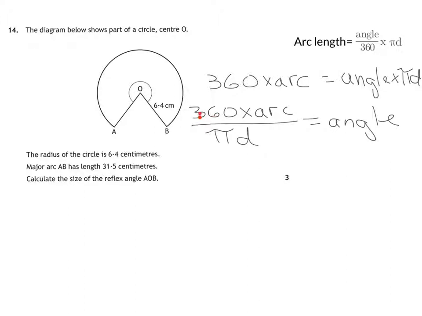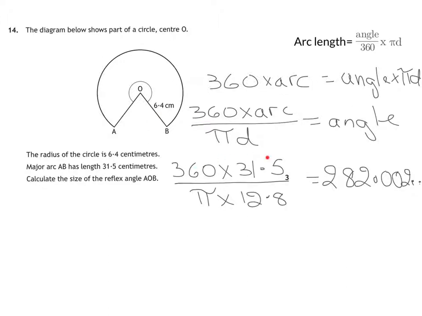Okay, so 360 times the arc length divided by pi d gets me my angle. So now what I need to do is stick in all my numbers. So it's pi d I need, it's the diameter. I've been given the radius. So to get your diameter from your radius, you double this. So my diameter is going to be 12.8.